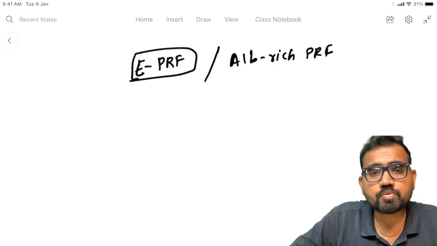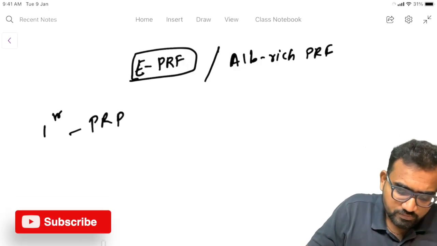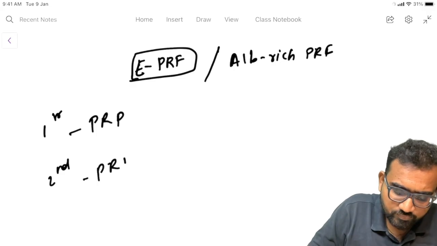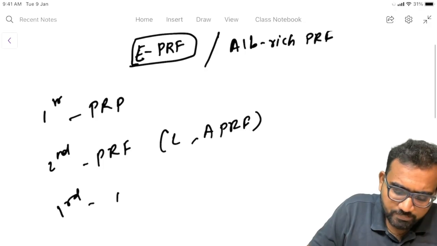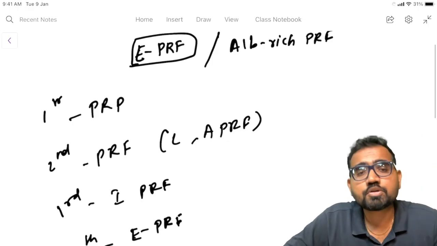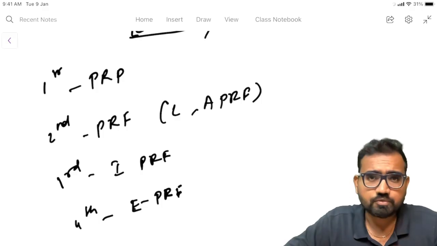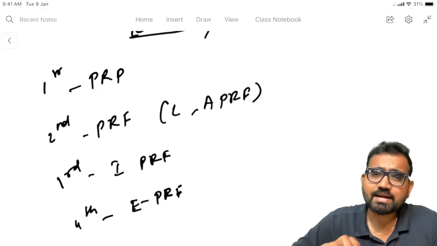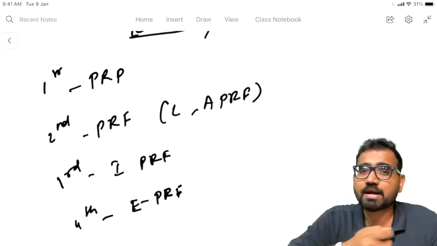We all know that we have four generations. The first one is the PRP, the second will be PRF, L-PRF, A-PRF, third one will be I-PRF, and the fourth one will be E-PRF. I'll tell you a very important thing about PRF. The name implies platelet rich fibrin, so it has a fibrin matrix around it.